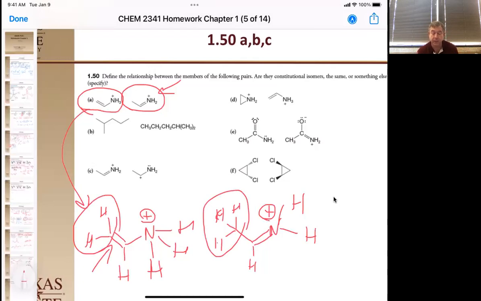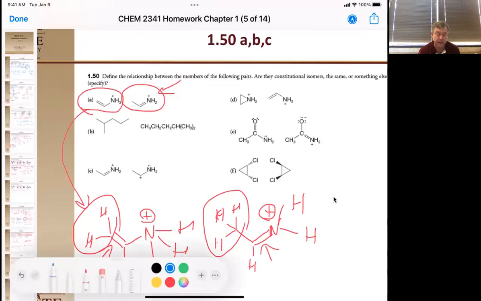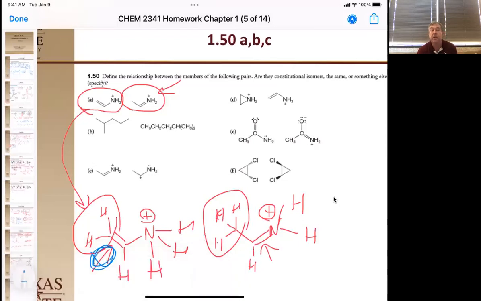We've changed where the double bond is. It's now between the carbon and the nitrogen, versus on the left side here, the carbon and the carbon. So they are isomers of each other, and they are structural isomers. Okay, so I'm going to do B next and say, okay, line drawing. So let's convert this into a line drawing.